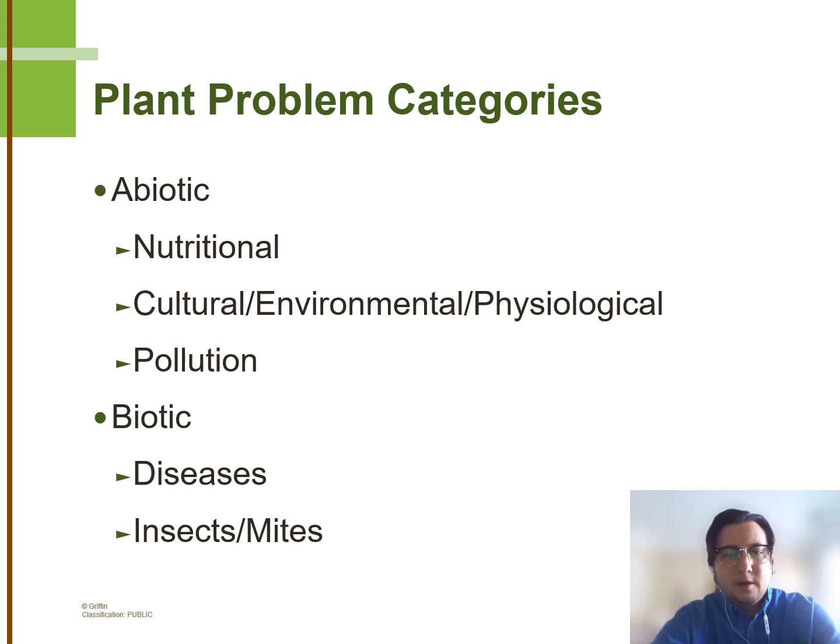When we're categorizing an issue, we can easily put these into two categories, either an abiotic or biotic issue. An abiotic issue, as it sounds, is anything caused by a non-living factor. This could be something related to nutrition, the cultural or environmental setting the plant's being grown in, or some sort of pollutant that's either inside or outside of the growing environment. Biotic would be the opposite. These would be things that are actually caused by a living organism. This could be fungal, bacterial-based pathogens, insect and mites, and sometimes even rodents.